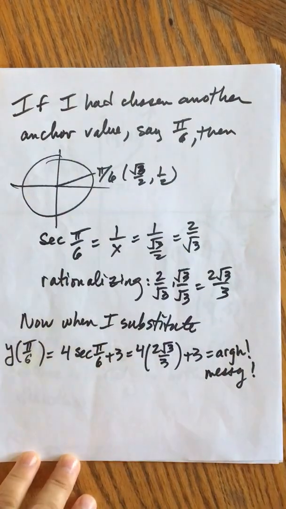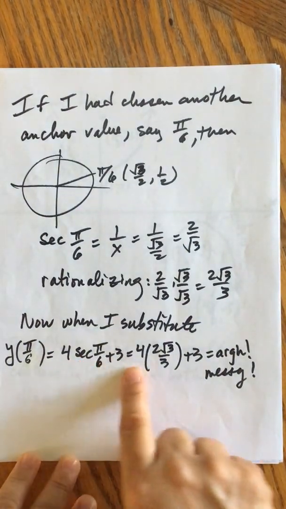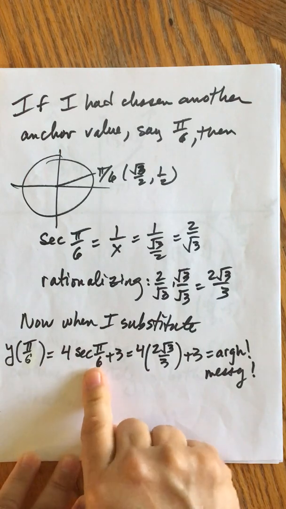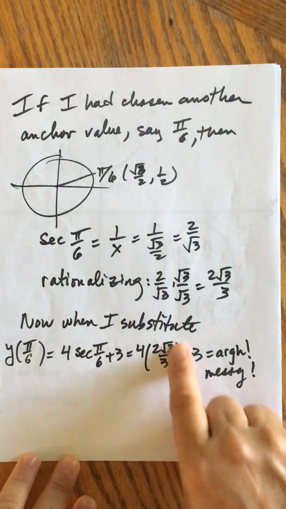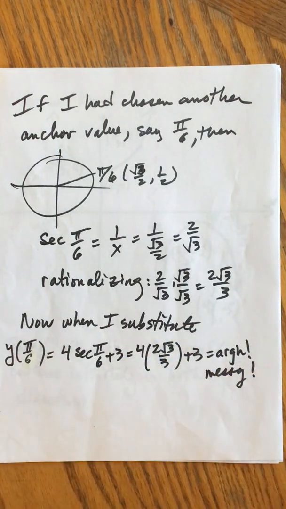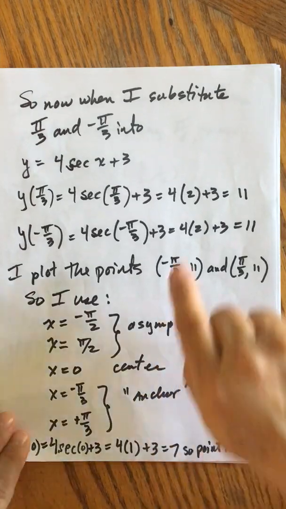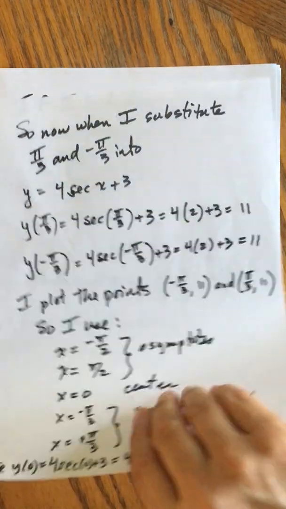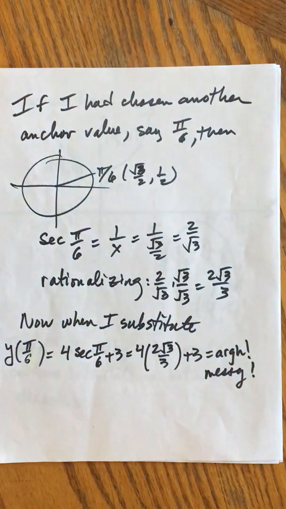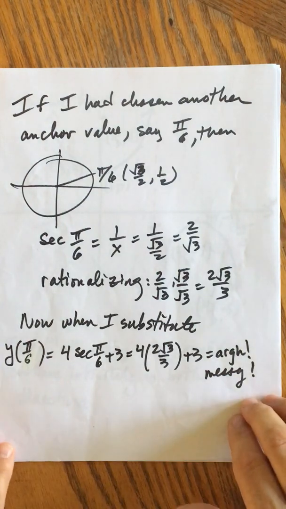How nasty is that? So when I go to actually plug it into this specific equation, I'm saying, well, 4 times secant pi over 6 plus 3. Well, that's 4 times this nasty stuff plus 3. Very, very messy. And if you recall, these were much cleaner, right? You just plug in 2 or -2. That's why I picked those specific points or specific anchor values, okay?